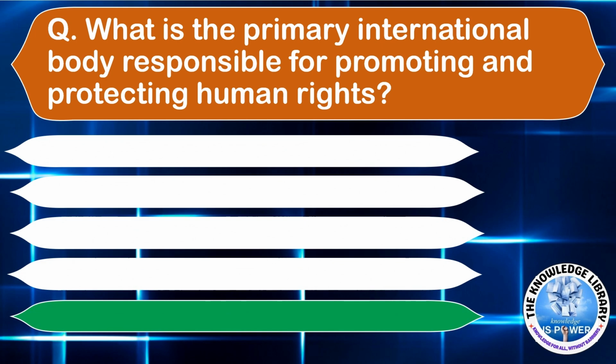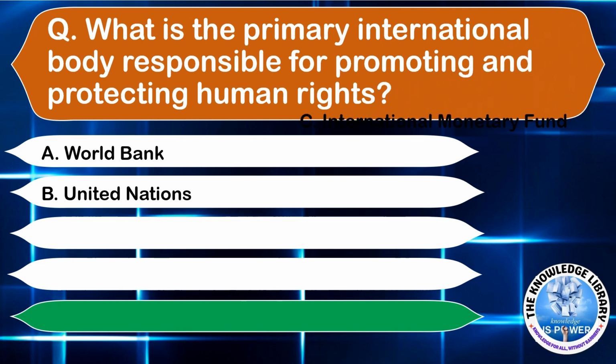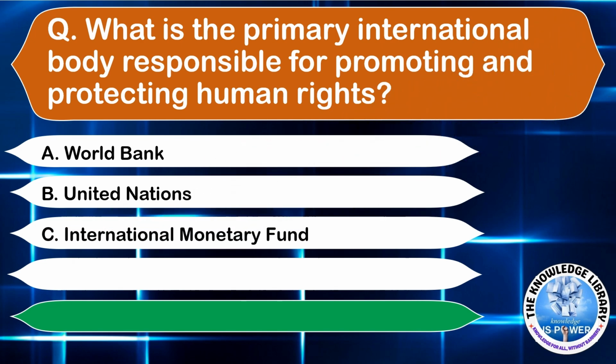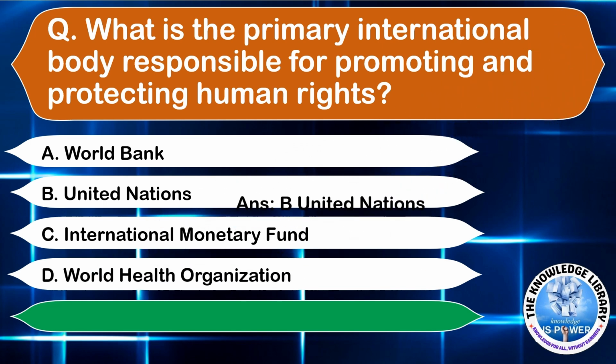Next question is, what is the primary international body responsible for promoting and protecting human rights? Option A, World Bank. Option B, United Nations. Option C, International Monetary Fund. Option D, World Health Organization. Correct answer is option B, United Nations.